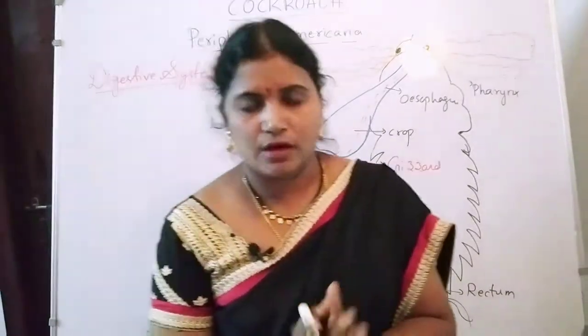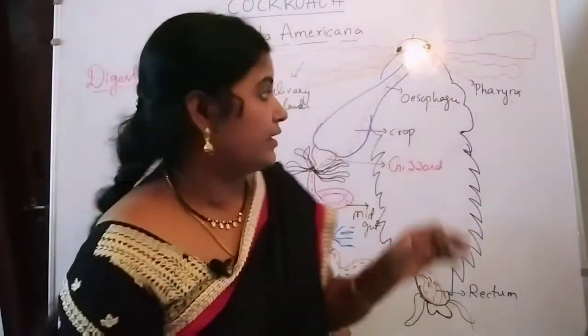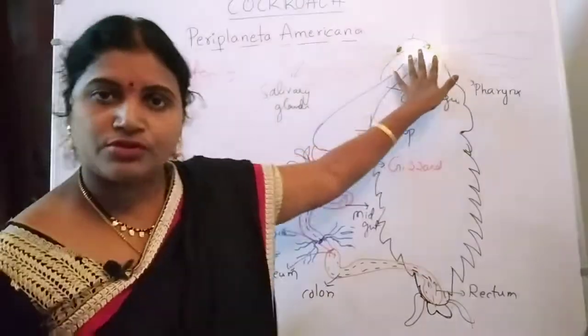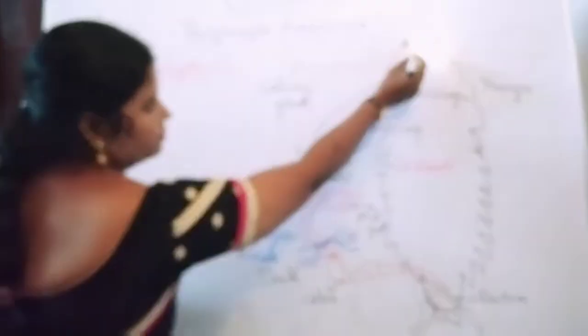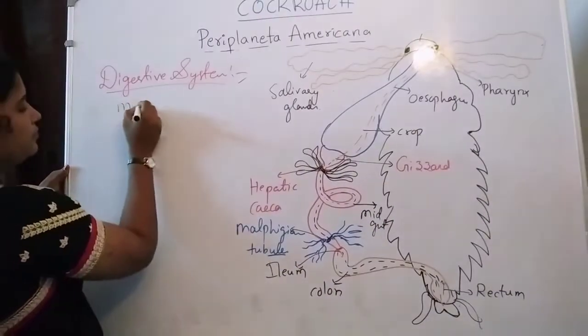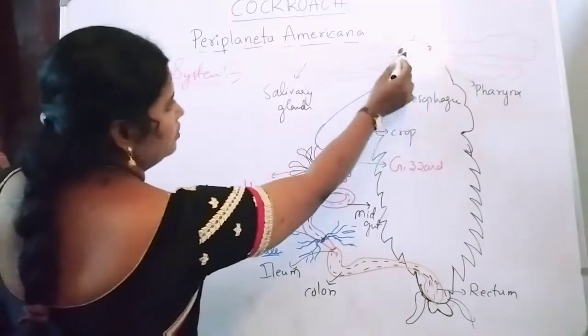So if you see the cockroach digestive system, here we can see in the diagram. Normally it also starts with the mouth. See, mouth to pharynx. Here I am writing the flow chart, see. So from mouth to pharynx.